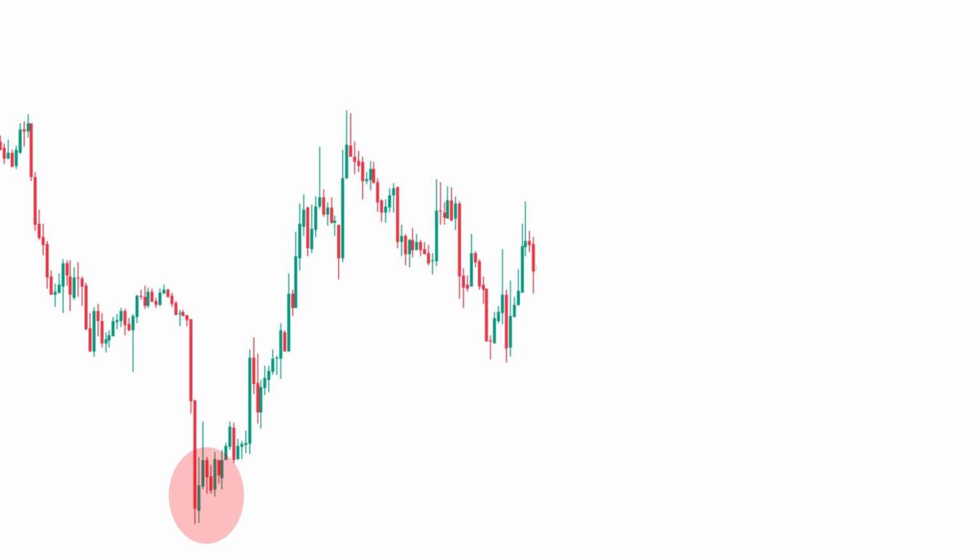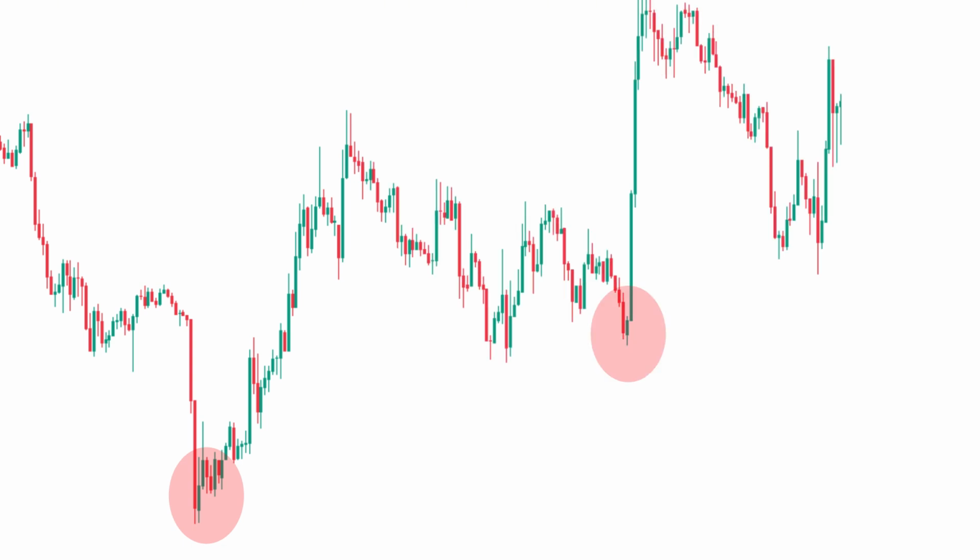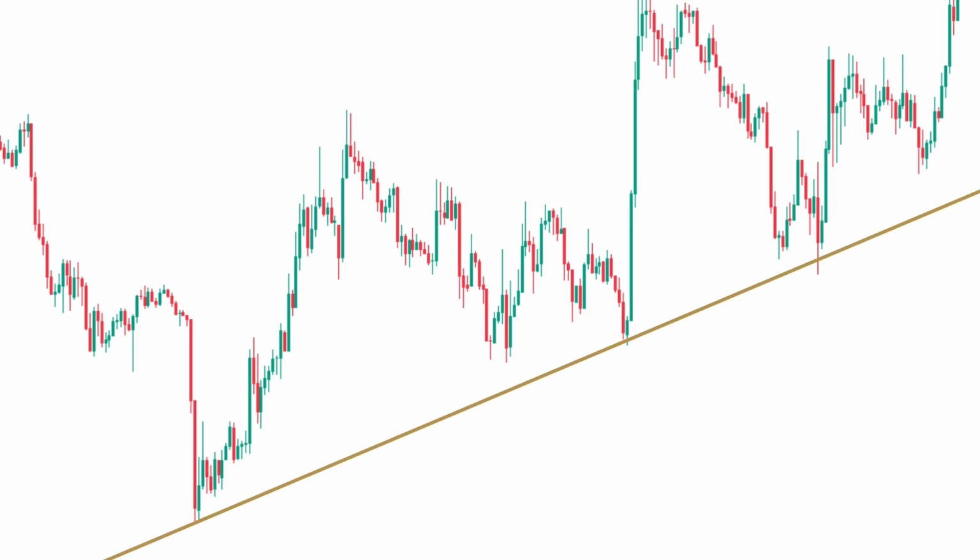For example, if price went down and then reverses back up, this lowest point before the price moves away is called a swing low. Our job is to find as many of these swing points as possible on the chart. However, the key here is to only mark the swing points that are major and obvious to spot. So only mark the ones that stand out. There needs to be at least two major swing points in order for us to be able to draw a valid trend line. So, once you have identified them, simply draw a straight line connecting them.